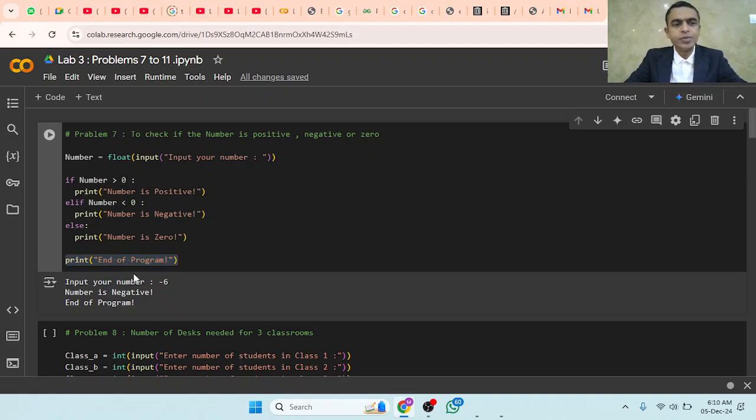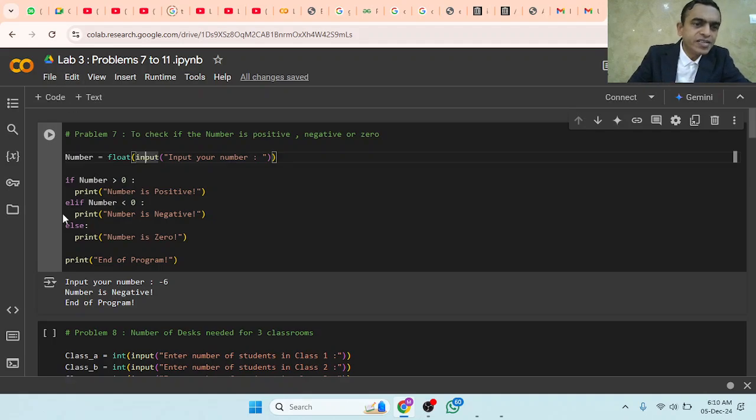So let us enter some input. I input -6. So you know that whenever we use input, it is taken as string. So we have to convert the string into float, and that is called typecasting. So we say here number is equal to float input your number. So now we have accepted the input. It is stored in the variable number. Now this number we are going to check.